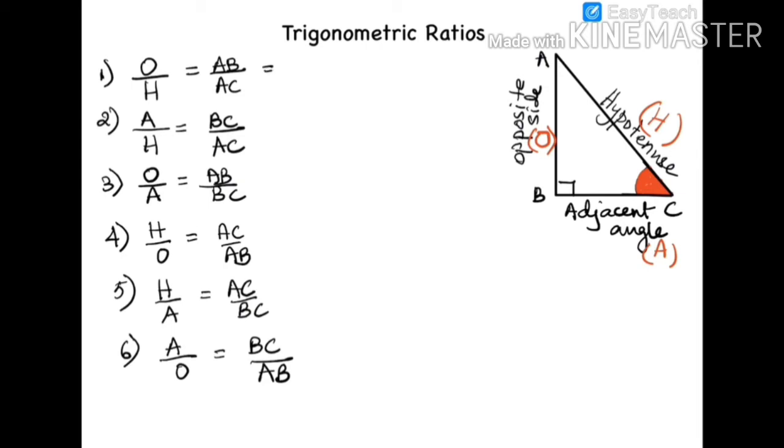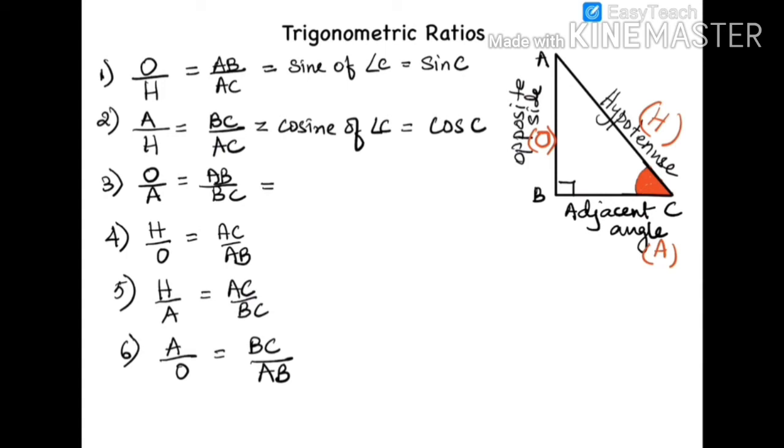The first ratio, which is opposite upon hypotenuse, is called sine of angle C, which is written as sin C, its short form or abbreviation. The second ratio, adjacent upon hypotenuse, is called cosine of angle C, and it is abbreviated as cos C.